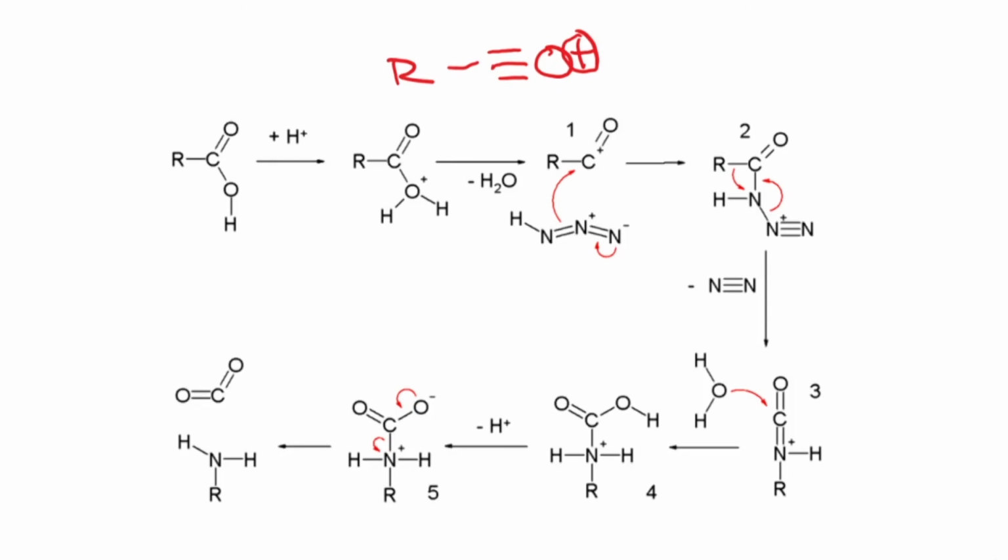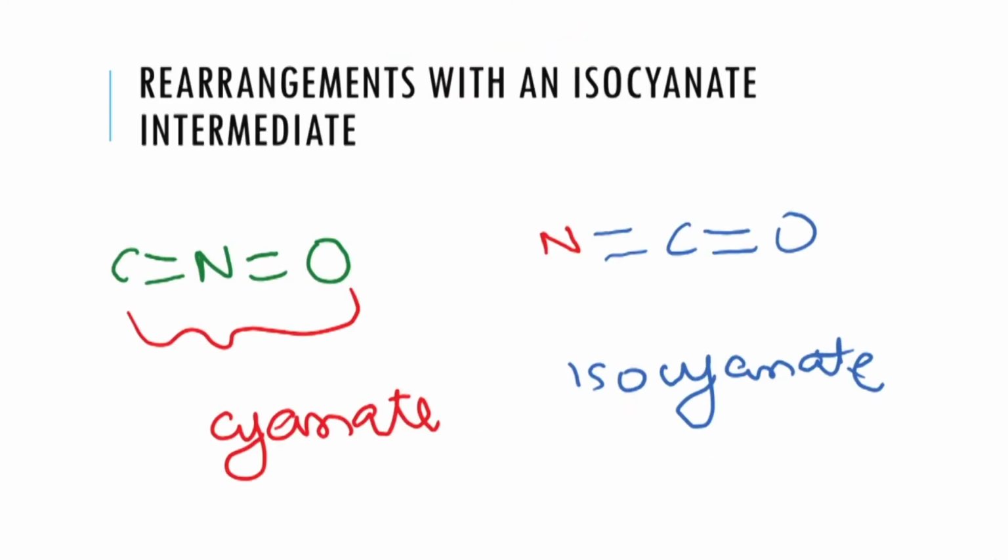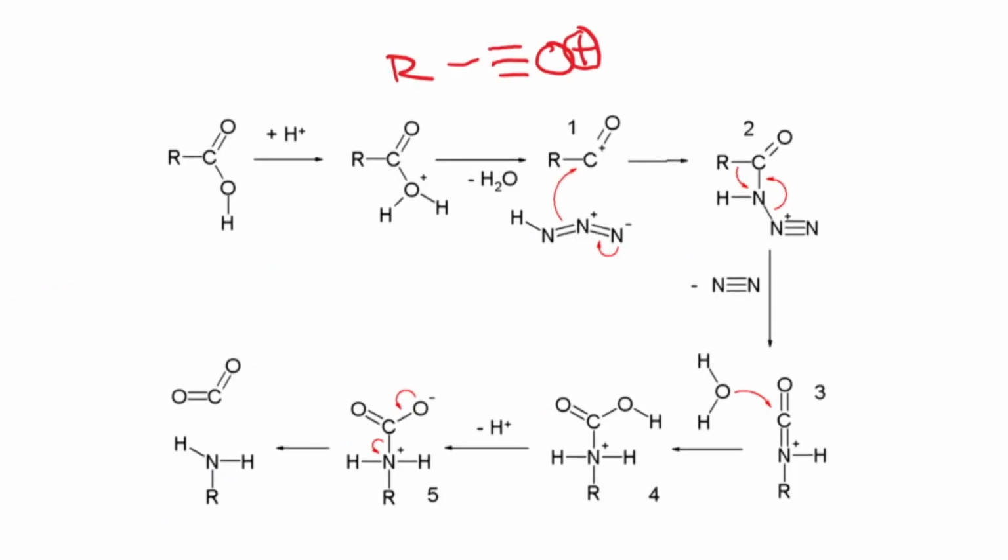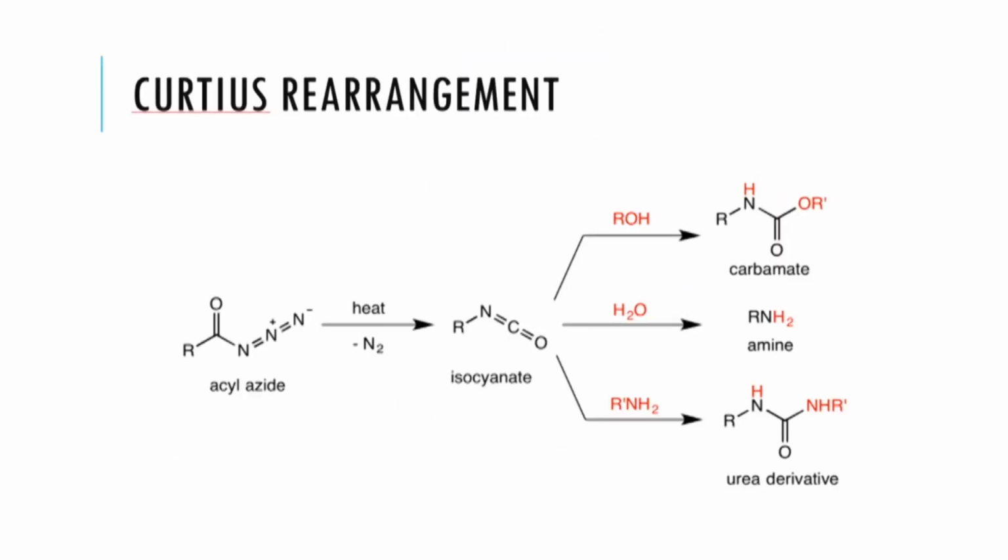Okay, now that we are familiar with this functional group, let's look at it in a little bit of detail. So isocyanate, rather. This functional group is called a cyanate functional group, where you have C double bond N double bond O. You can also have flipping, or swapping, of the carbon and nitrogen, and this type of group is actually called the isocyanate. There are a few rearrangements which we will look at that involve the isocyanate, and the first of these is called the Curtius rearrangement.